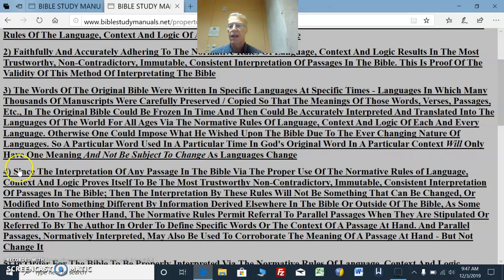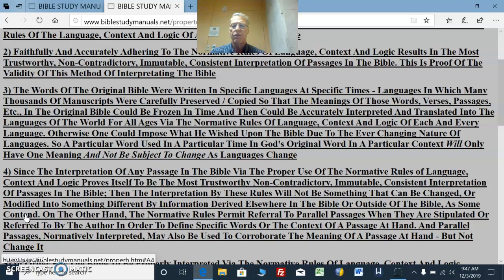And we look back down here again. Since the interpretation of any passage in the Bible via the proper use of the normative rules of language, context, and logic proves itself out to be the most trustworthy, non-contradictory, immutable, consistent interpretation of passages in the Bible, then the interpretation by these rules will not be something that can be changed or modified into something different by information derived elsewhere in the Bible or outside the Bible, as some contend. Many people just say you have to read the whole Bible to determine what one verse says. Well, that doesn't make any sense. How do you figure out the first verse that you actually read in the Bible unless you know all the others ahead of time? Not logical and not fair to the average guy.